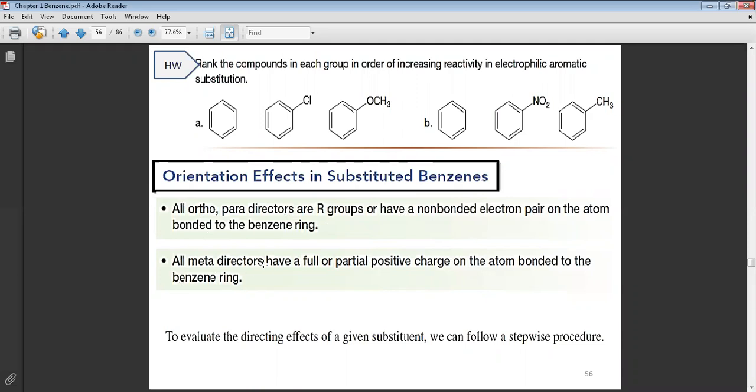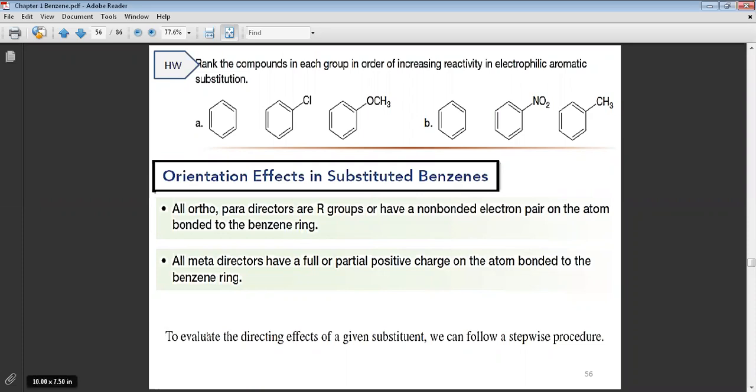Yes, we know that. Now he said to evaluate the directing effect of a given substituent, we can follow a stepwise procedure. What is this procedure? How can we know whether a group will activate or deactivate, and whether it will be ortho, meta, or para? Look, he said here.